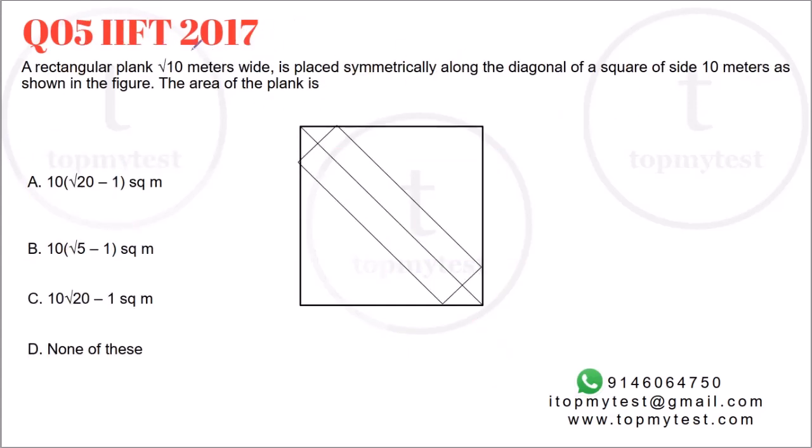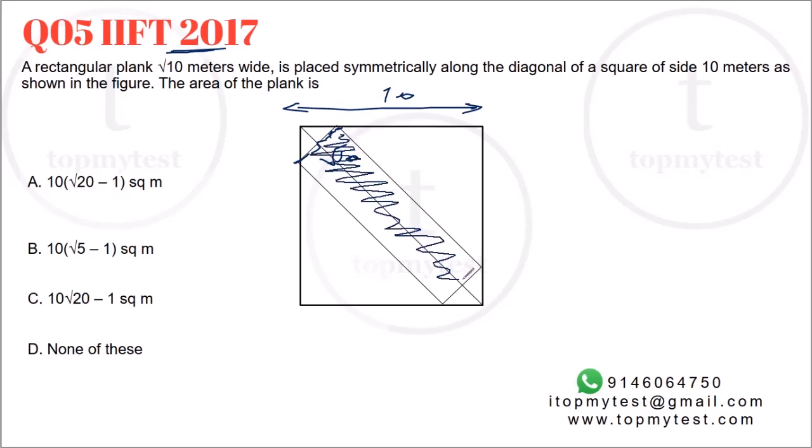And the last one is from IFT 2017. Again, you need to identify the square and parts of a square in this. Once you do that, the question is pretty straightforward to solve. Let's see. A rectangular plank, root 10 meters wide, is placed symmetrically along the diagonal of the square of side 10 meters. Find the area of the blank.